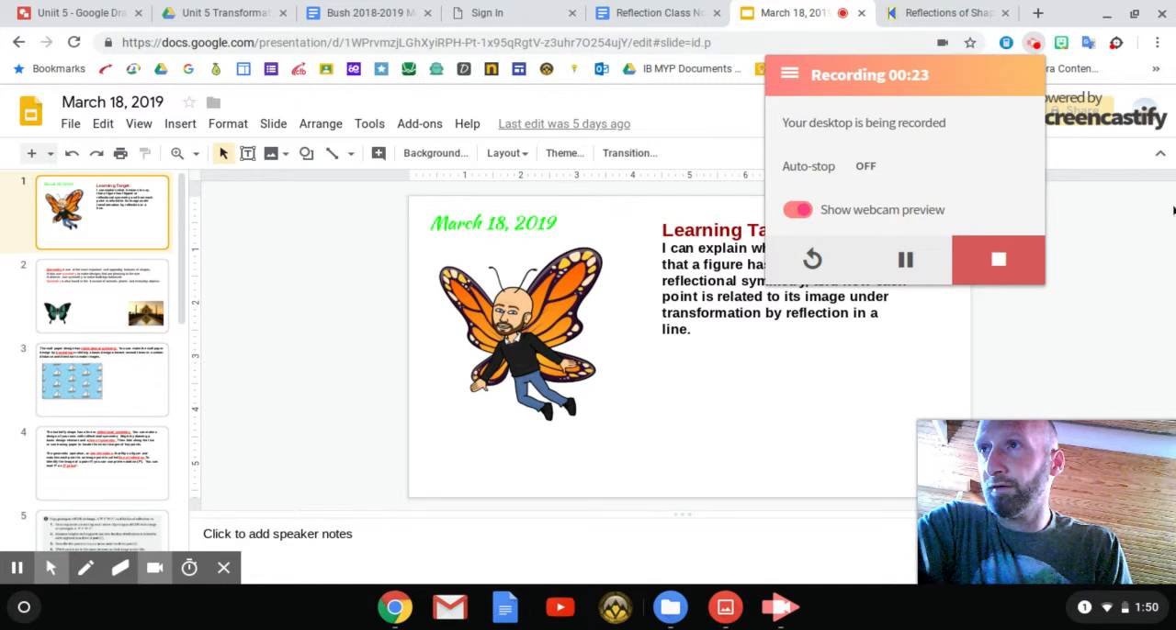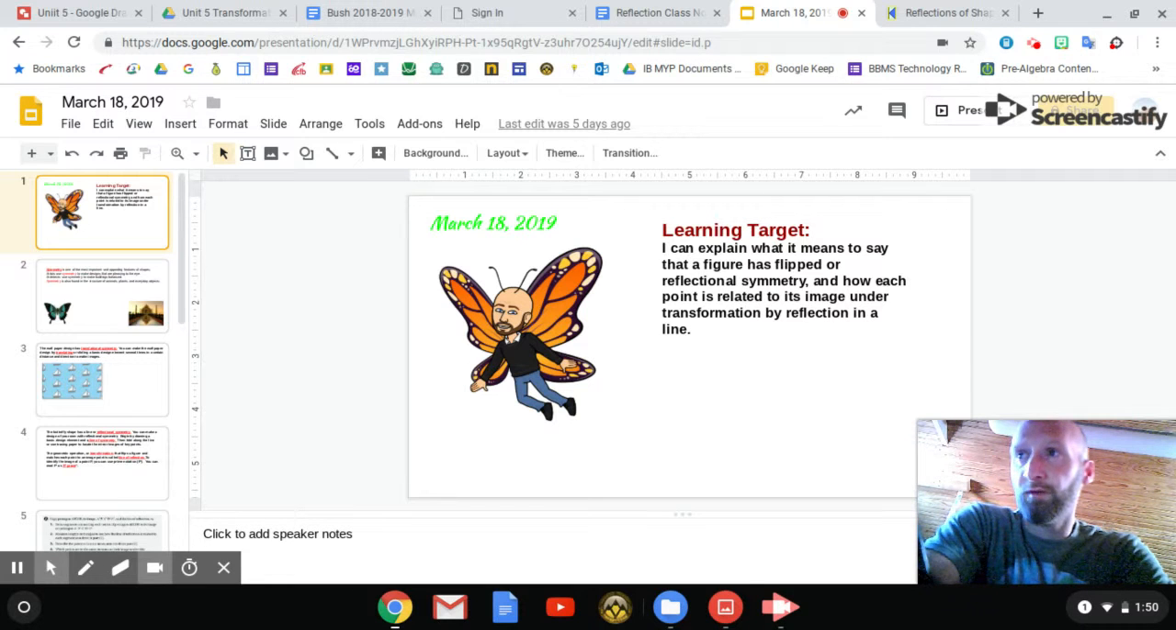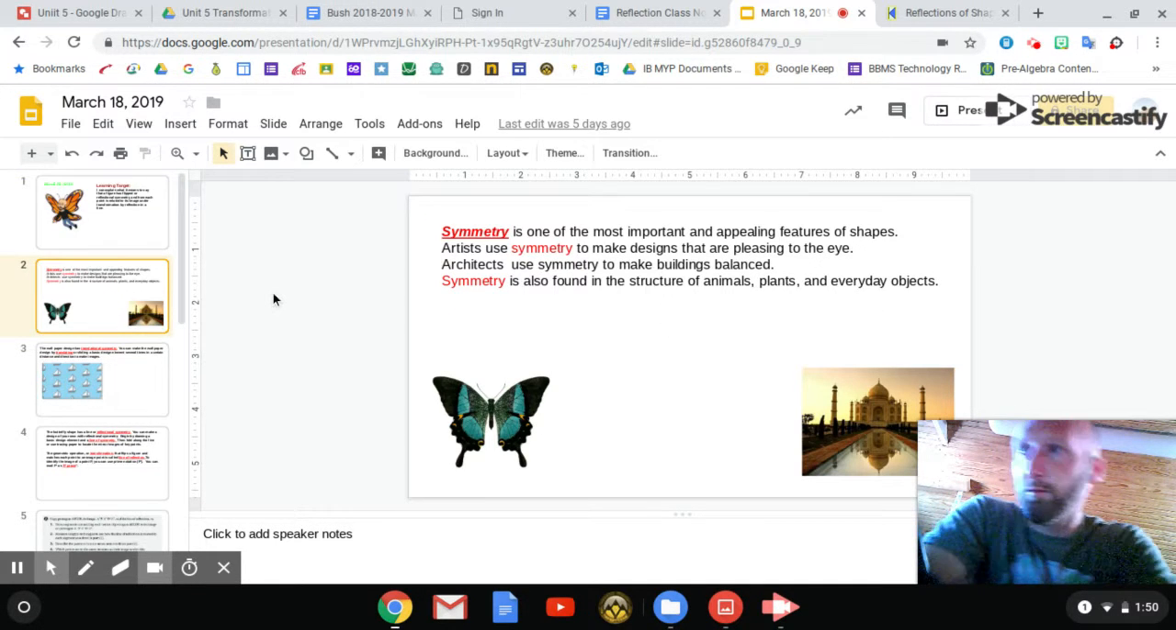Okay, today's learning target is I can explain what it means to say that a figure has flipped or reflectional symmetry and how each point is related to its image under transformation by reflection in a line. Okay, that's what we're going to be looking at today. Follow along with your notes.